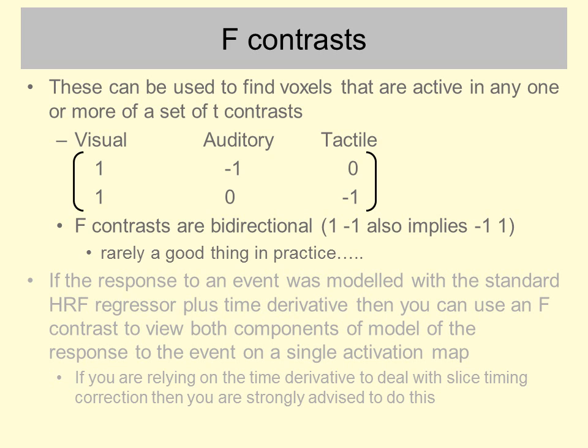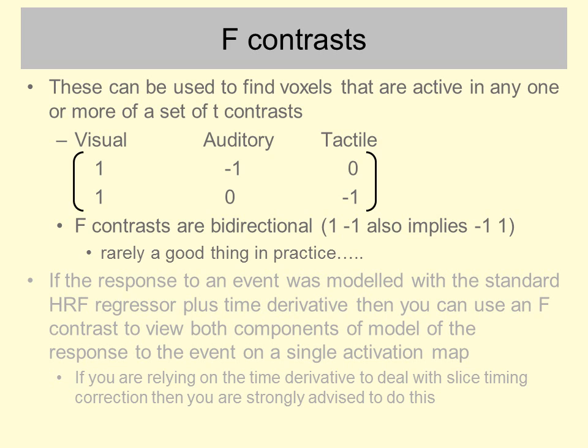And that's a problem because most scientific hypotheses are directional, aren't they? We don't generally want to predict that voxels will be either more or less active in the occipital lobe for visual than auditory. We want to predict that in the occipital lobe at the back of the brain they'll be more active.